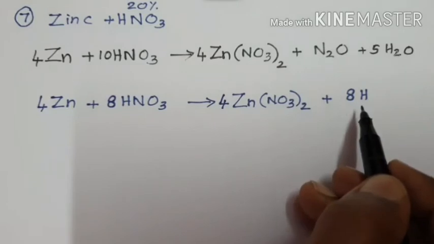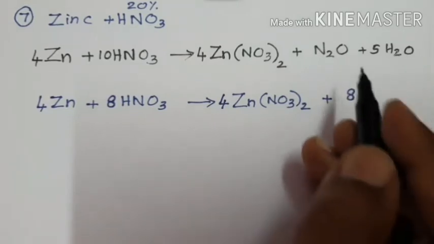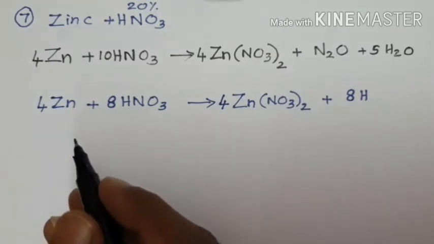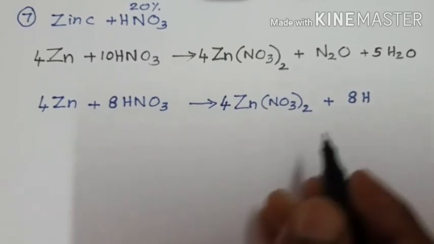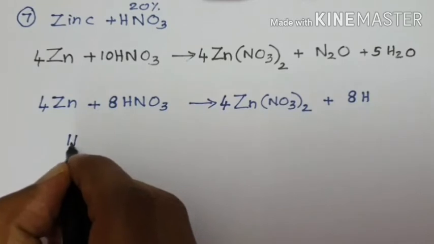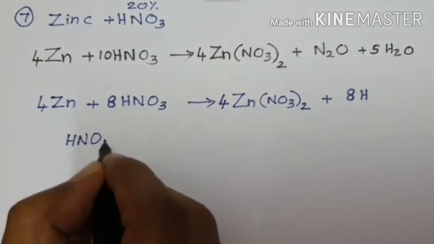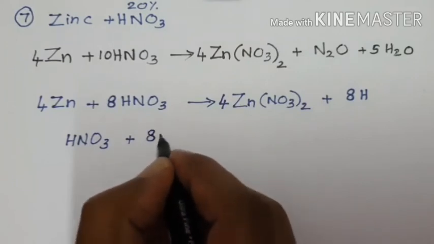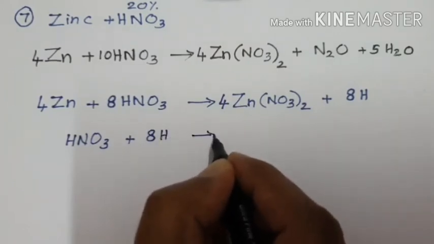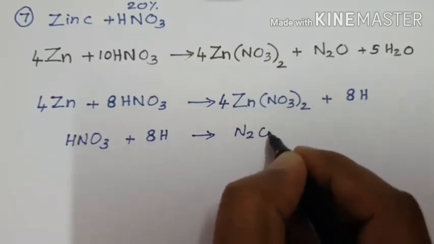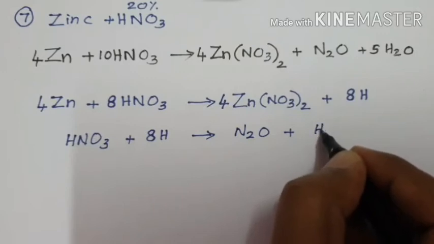Now we know what the use of this nascent hydrogen is. Freshly prepared hydrogen is called nascent hydrogen. That nascent hydrogen is used to reduce the 20% dilute nitric acid. HNO3, when reduced with 8 nascent hydrogen, gives our products N2O and H2O.